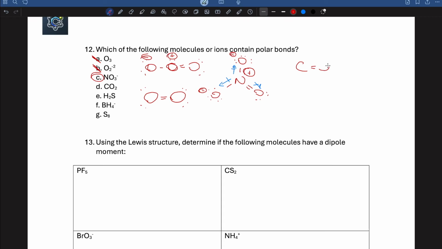CO2. We've drawn this many times on this worksheet. Each of these bonds is actually polar. And so D is also an answer. H2S is going to look like this.